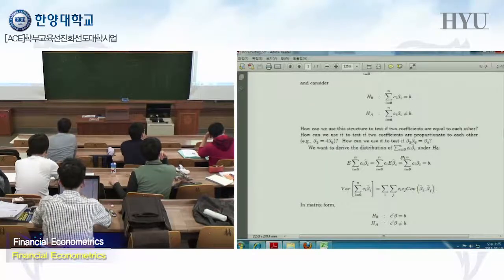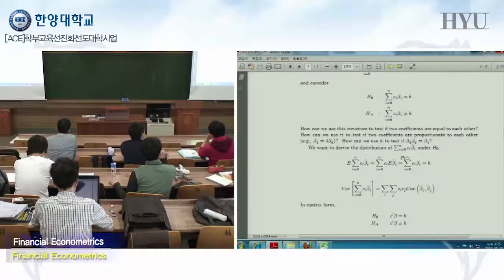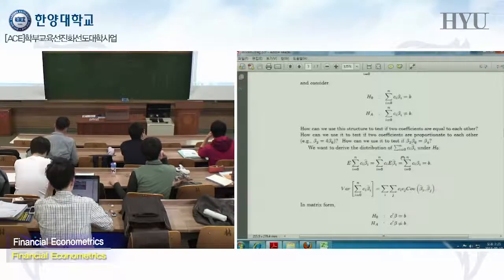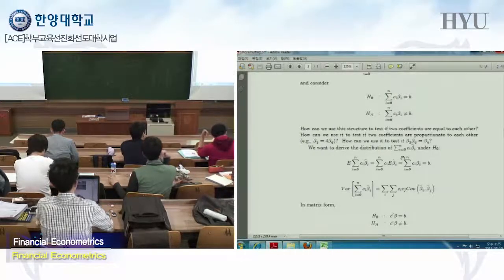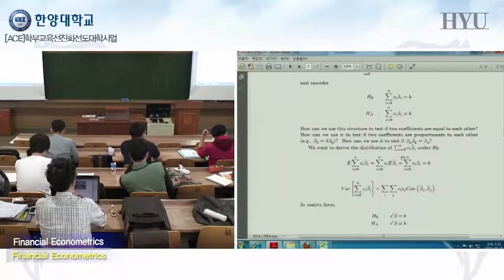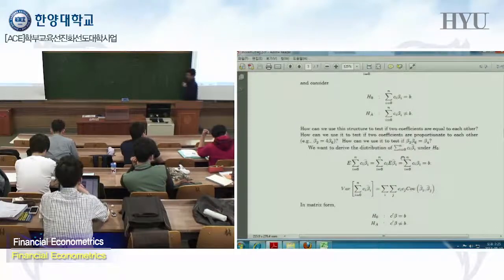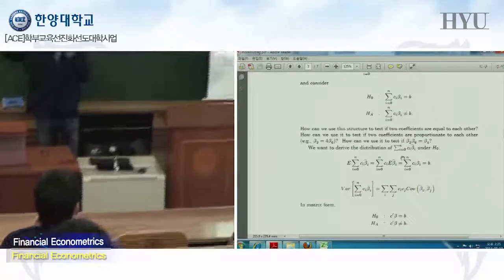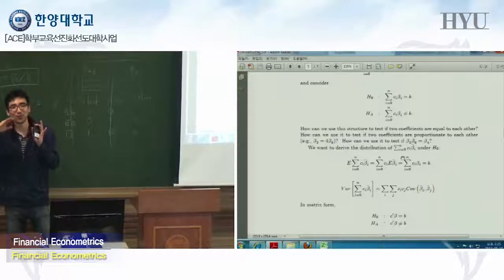In addition, the variance of the restriction, which is the sum from 0 to n of Ci beta i hat, is again equal to the sum over i and j of Ci Cj times the covariance of beta i hat and beta j hat. And actually we already know what they are. They are the terms of the variance covariance matrix of beta hat, which is sigma square X prime X inverse.